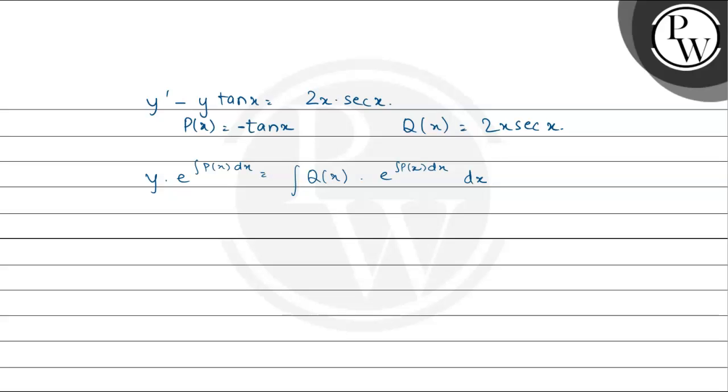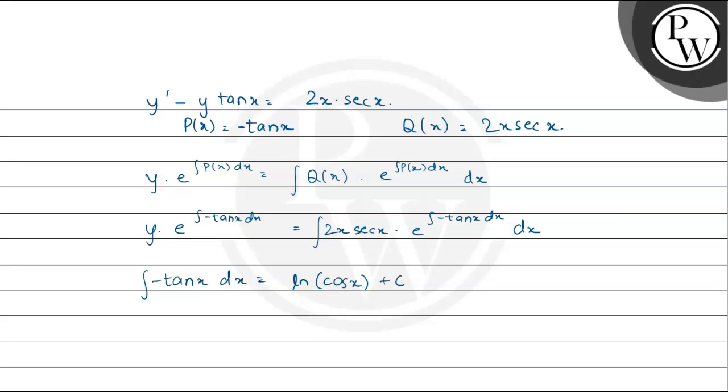And here, if I put minus tan x in place of p of x and 2x sec x in place of q of x, I will get y into e to the power integration of minus tan of x dx is equal to integration of 2x sec of x times e to the power integration of minus tan x dx with respect to x. Now integration of minus tan of x dx comes out to be ln cos of x plus c.